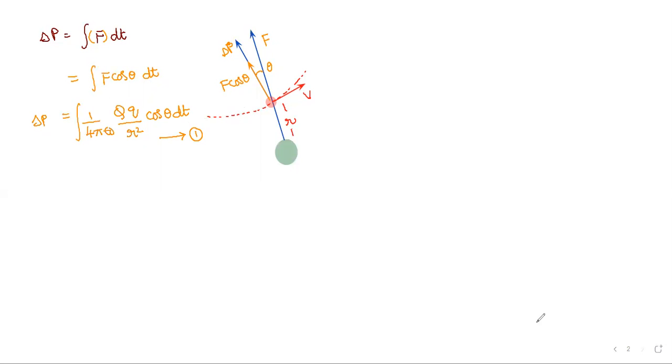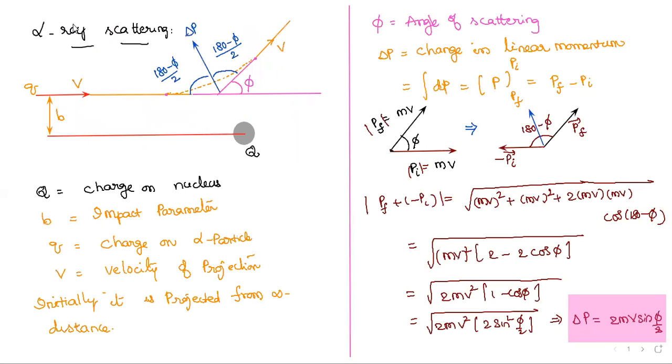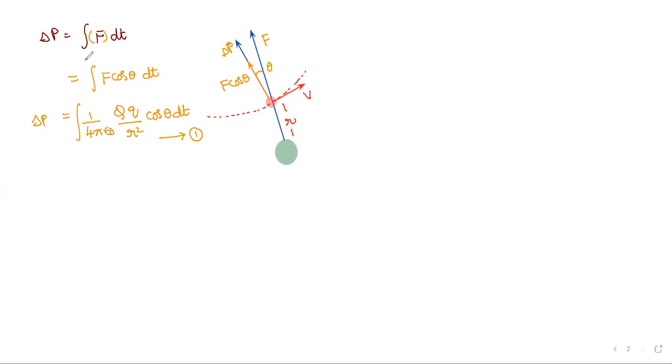Okay. And this one, what I integrated, I represent as equation 1. I take this pink color box. So here at that instant, since this is the force of repulsion between the atom and the alpha particle and nucleus, here you can do one thing.